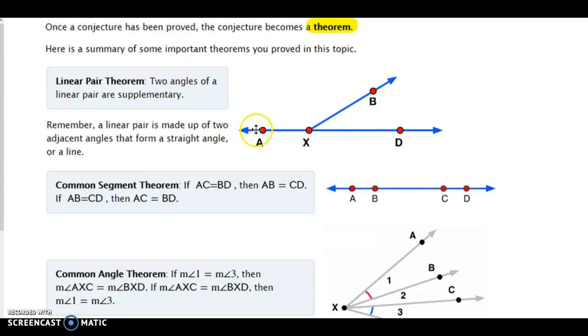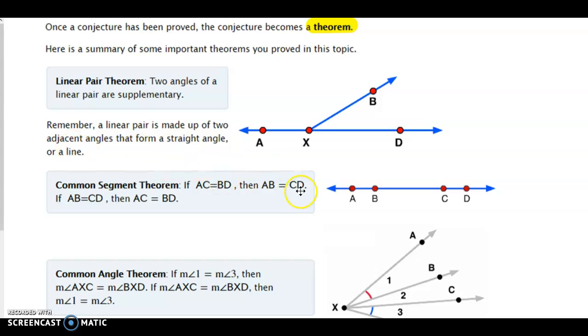And a straight angle is simply a line. So that's where we get the word linear. So linear pair just means 2 angles that make a line together. The linear pair theorem states that they are supplementary. So the linear pair theorem says 2 angles of a linear pair are supplementary. Now remember, we can take that a step farther. Since we know what supplementary means, we can use the definition of supplementary to say that the 2 angles' measures add to be 180 degrees.